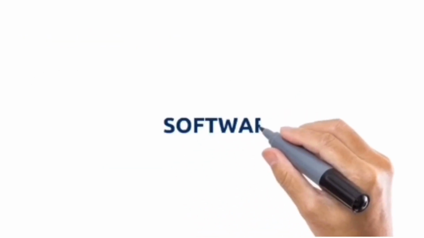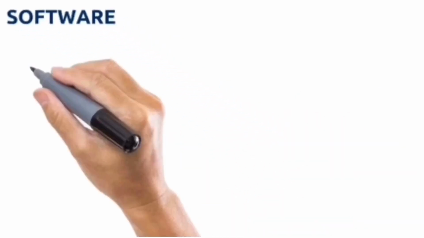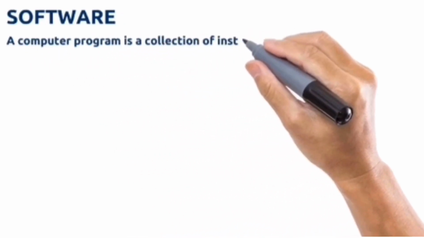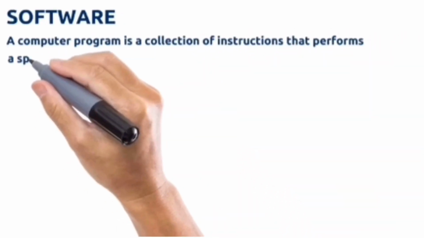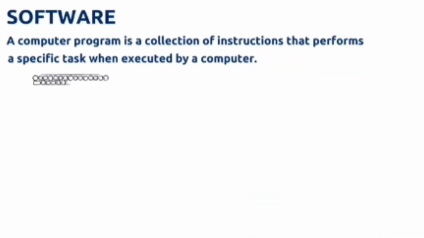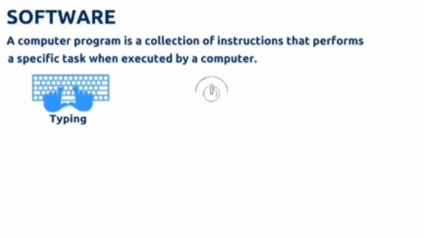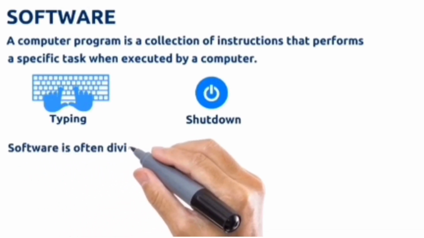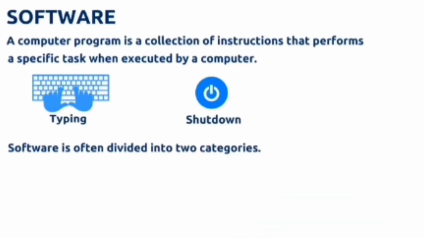Let's discuss software. What is software? A computer program is a collection of instructions that performs a specific task when executed by a computer, like typing on the keyboard, shutting down the computer system. These are all examples of software. Software is often divided into two categories. First one is system software, second one is application software.